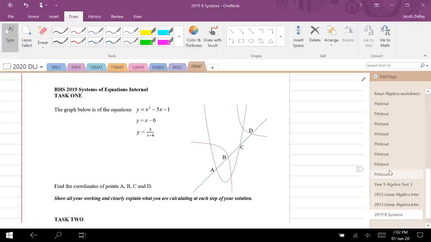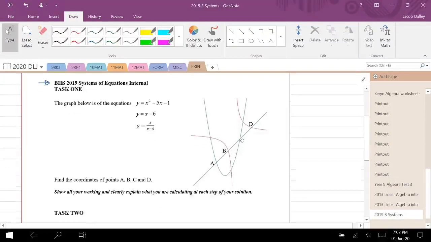Okay, Year 12s, today I'm going to be solving the 2019 Systems of Equations internal. So we've got these three graphs. We've got a parabola, which is equation 1, and next we've got our line, which is equation 2, that's our blue line, and the red lines are the hyperbola. I'm going to label that equation 3.